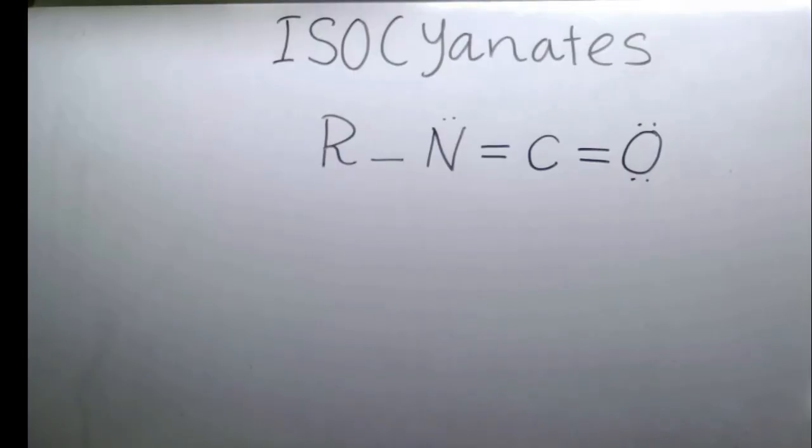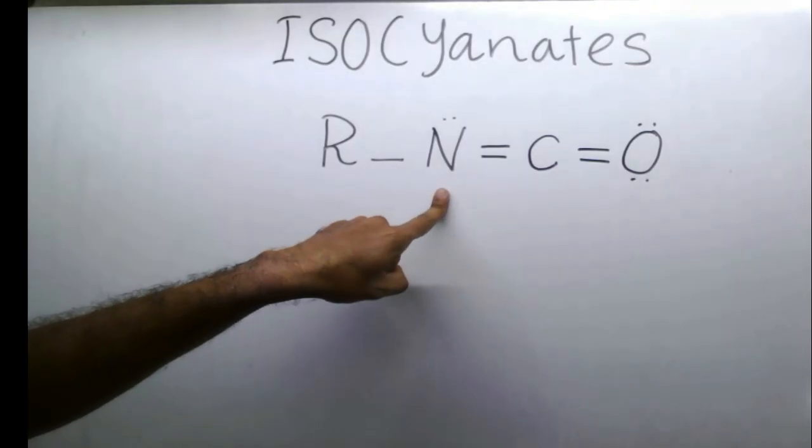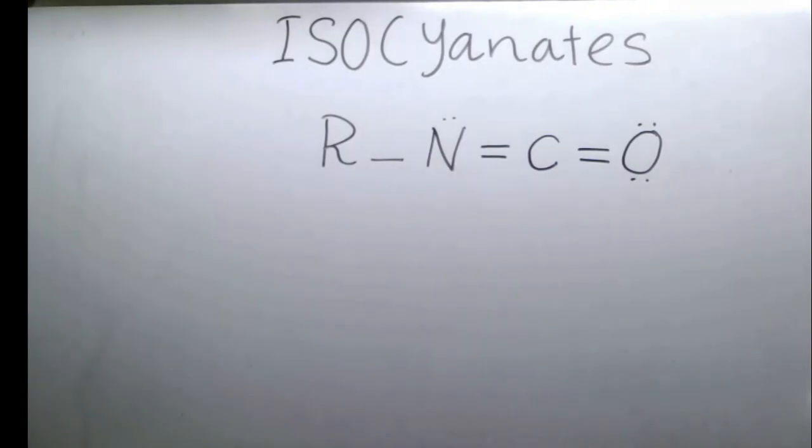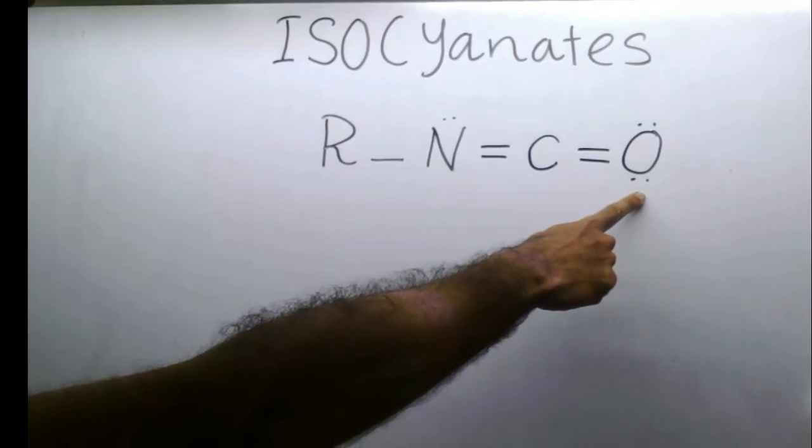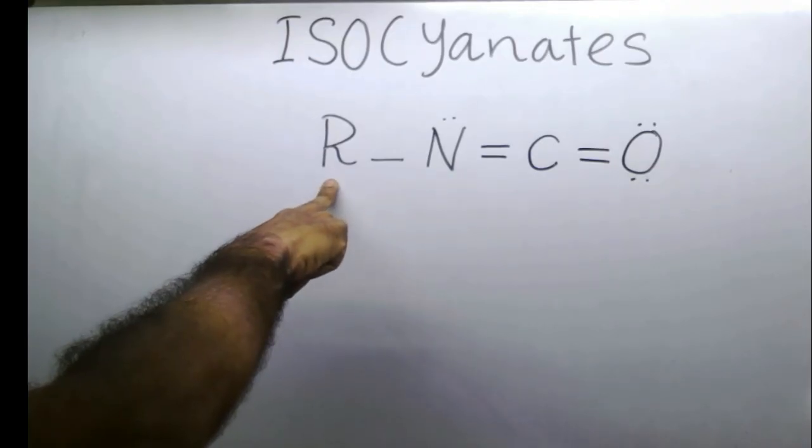I am going to discuss today about isocyanate. This is the structure of the isocyanate. Let us look at what is the hybridization and bonding structure of the atoms present in isocyanate. Now you can see nitrogen, carbon and oxygen are present. This R can be alkyl or aromatic.